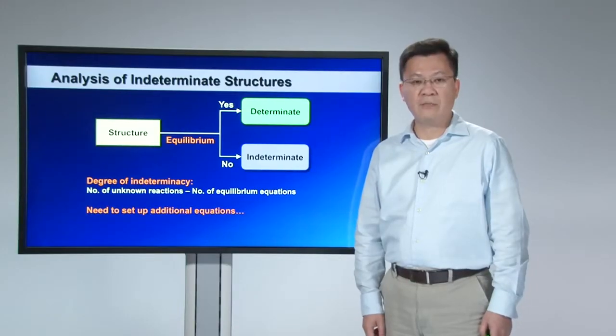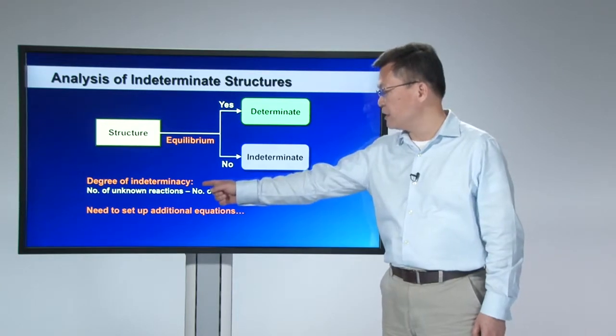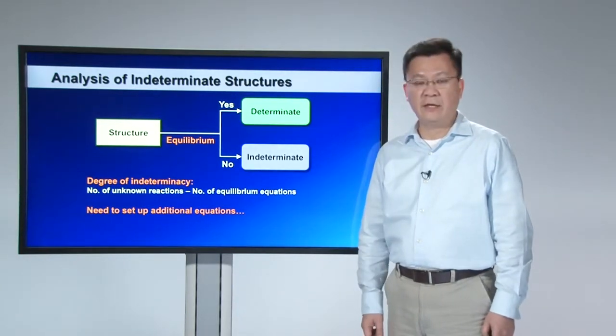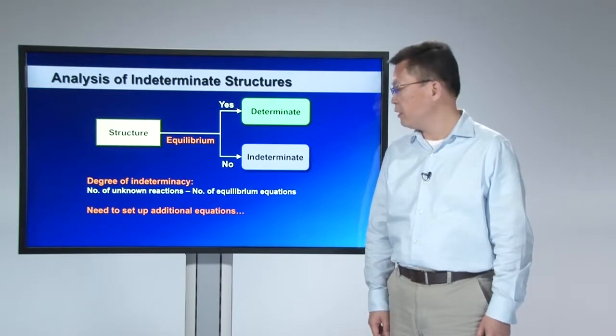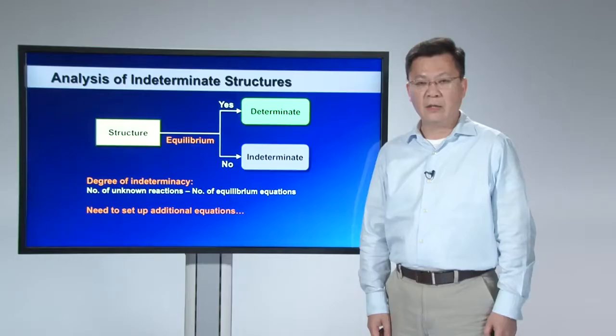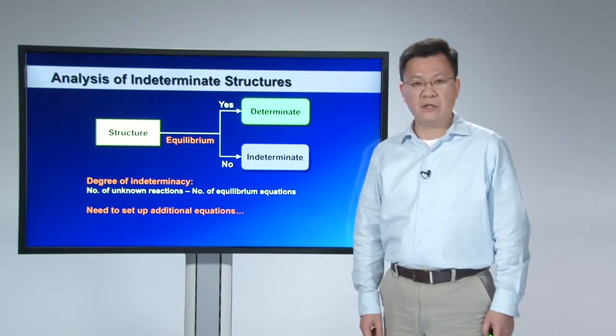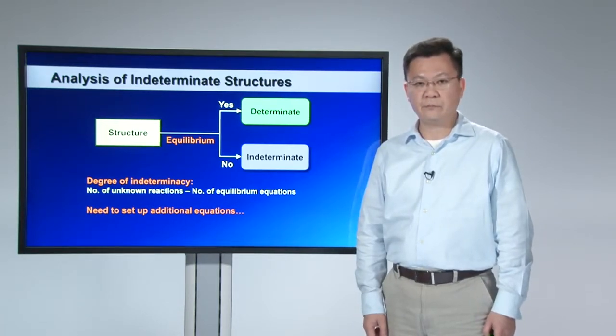To further describe the indeterminate structure, we use the degree of indeterminacy, which is defined as the difference between the number of unknown reactions and the number of equilibrium conditions that you can establish. To analyze an indeterminate structure, we need to set up additional equations.